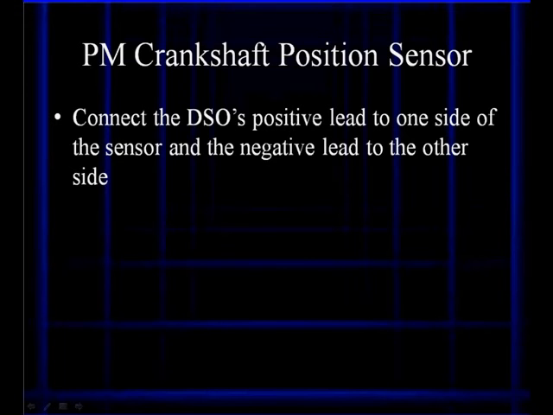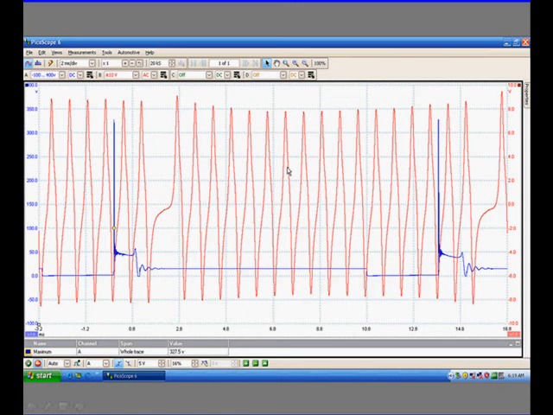Now PM, or permanent magnet, crankshaft position sensors like that on a Ford, you're going to connect the DSOs positively to one side of the sensor and the negatively to the other side of the sensor, and you can run the engine, and then you're going to see this signal in the red, and that's the permanent magnet crankshaft position sensor for Ford.